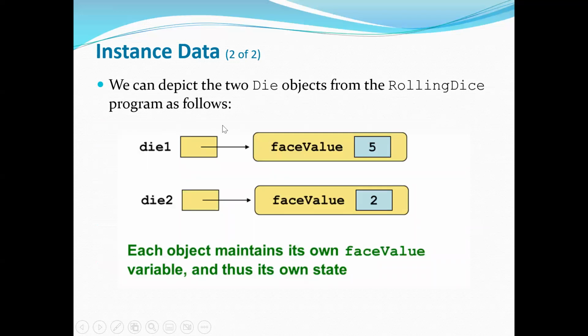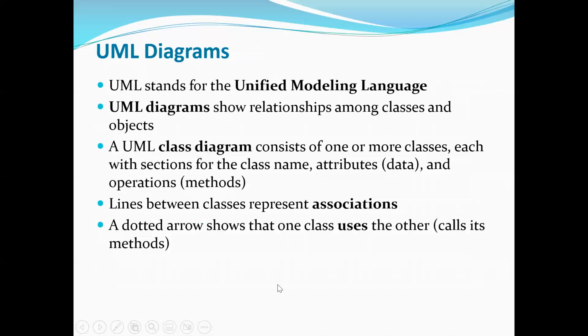So this is an example of instance data. We can show the two Die objects from the rolling dice program. For die1 we have 5, for die2 we have 2. Each object maintains its own faceValue variable, and each has its own state.